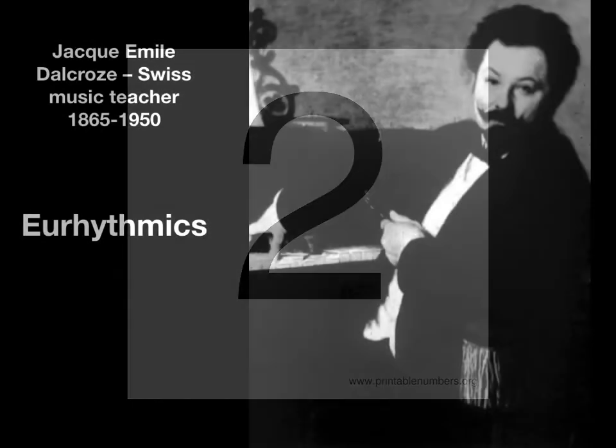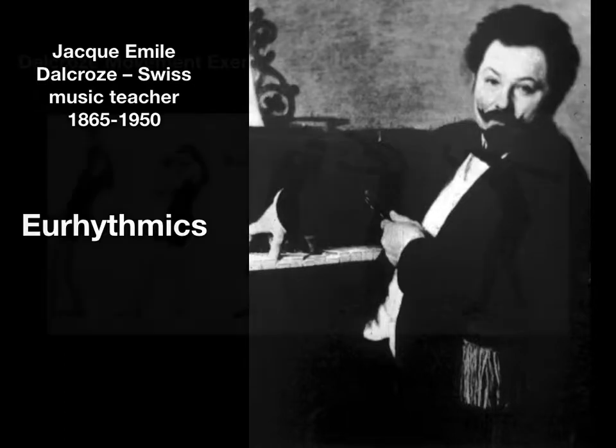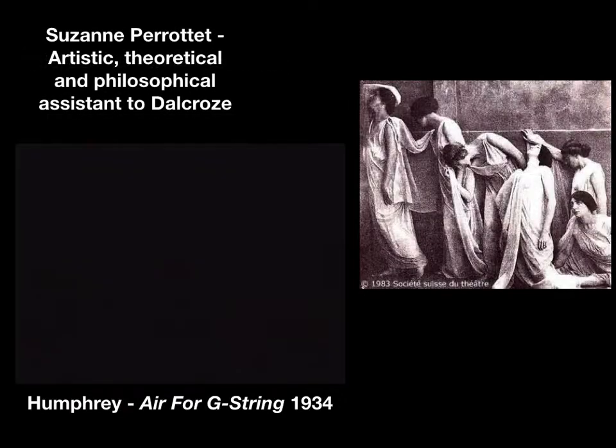Two: Jacques-Émile Dalcroze. He was a Swiss music teacher who evolved a system called eurythmics, which established a method of teaching coordination of music and body movement. The goal was to make the rhythm a physical experience. This system was taught in the Denishawn School and made a large impact on Doris Humphrey.